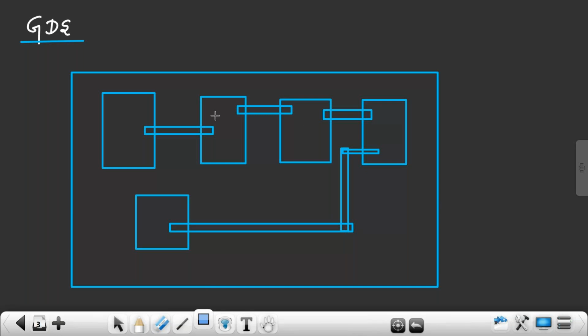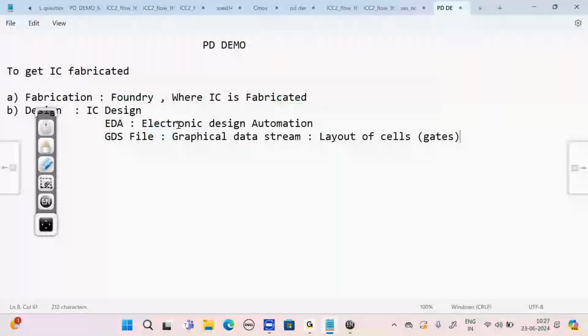All these are the layout of cells or the layout of gates: NAND gate, NOR gate, XOR gate. So that is what the GDS has. GDS has the layout of cells. So Foundry can understand only the layout. Foundry cannot understand any other thing. They can understand only the layout.